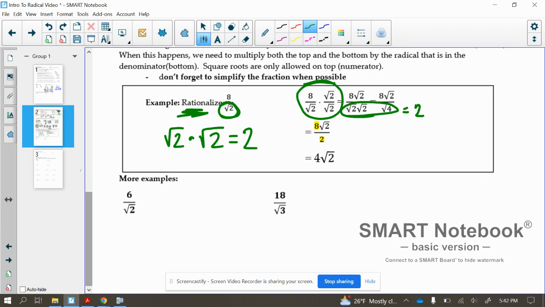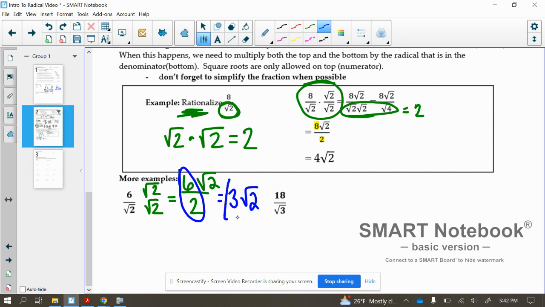So in this first example here, we are going to multiply top and bottom by the square root of 2 to get that denominator to just be 2. Top is 6 square root 2. Now we're not fully done because the 6 and the 2 on this one do simplify, and it becomes 3 square root 2.